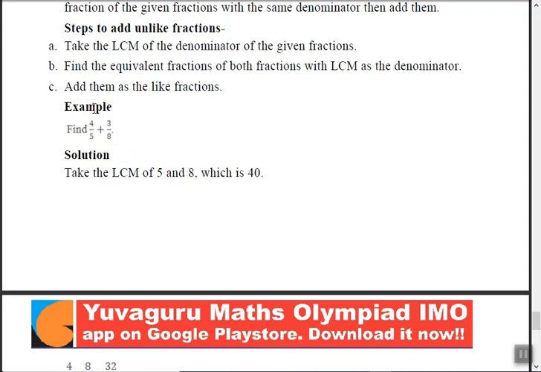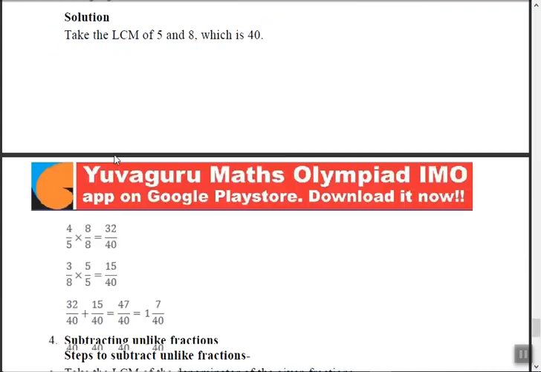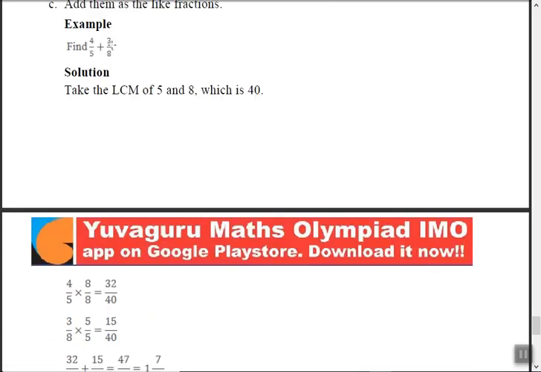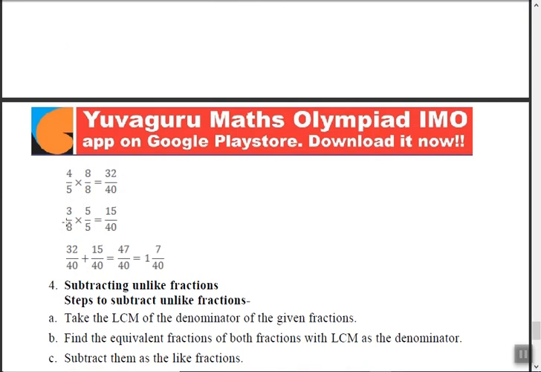So multiply numerator and denominator by the same number. So it will be 4 upon 5 into 8 upon 8. See this. It becomes 32 upon 40. Similarly the other one, 3 upon 8. So it will be 3 upon 8 into 5 upon 5. We want the denominator to be the same, 40. So 8 5s are 40 and 3 5s are 15.